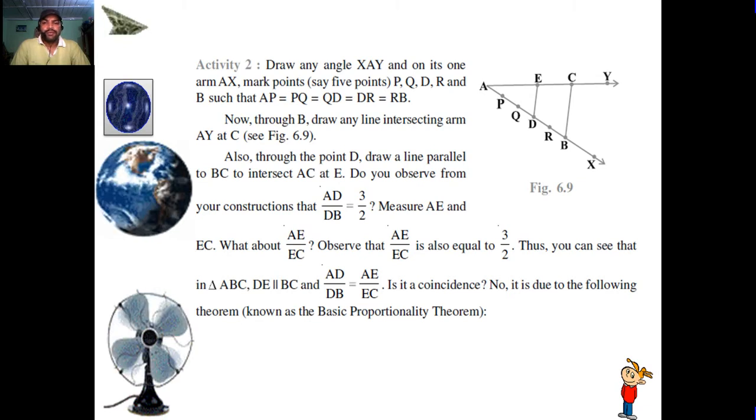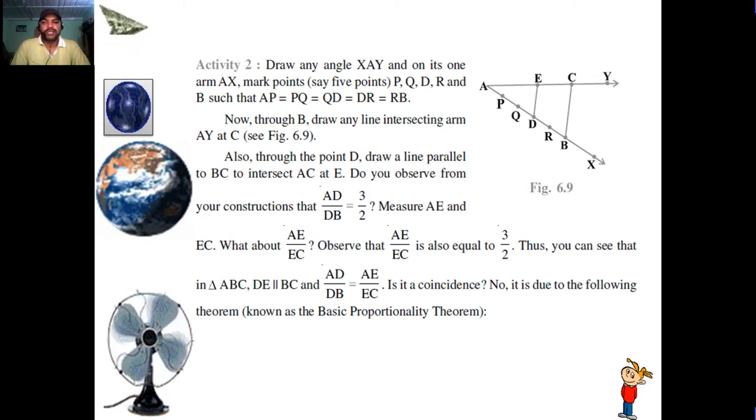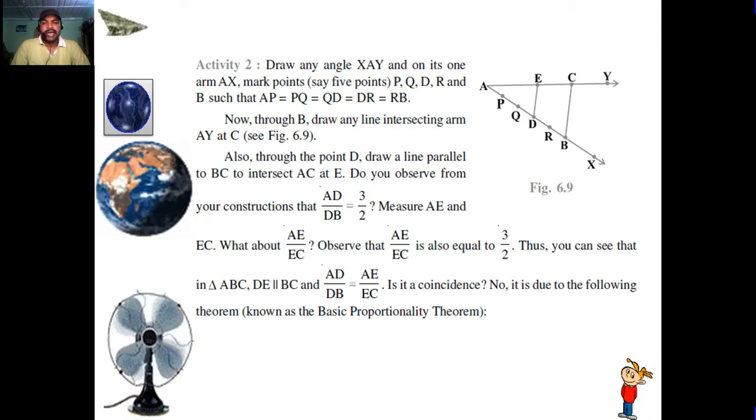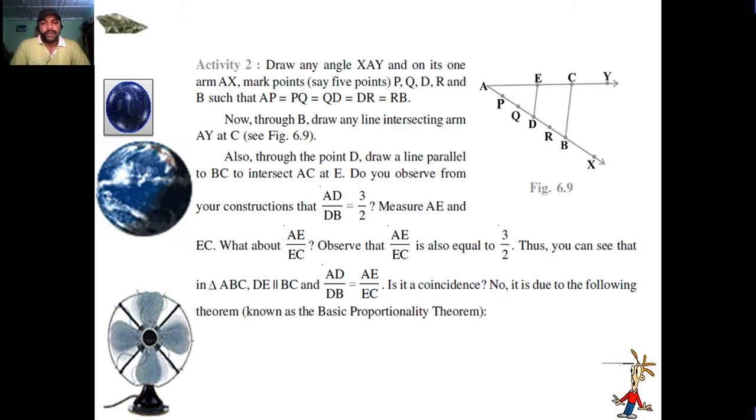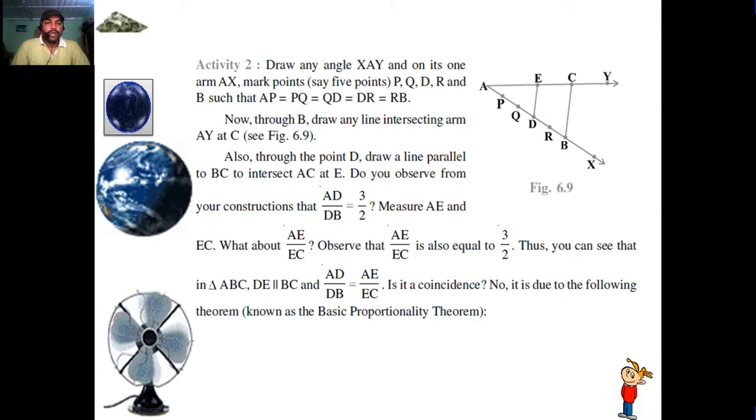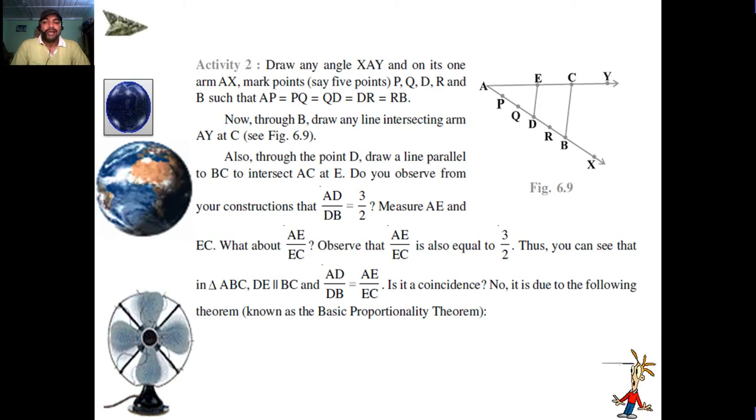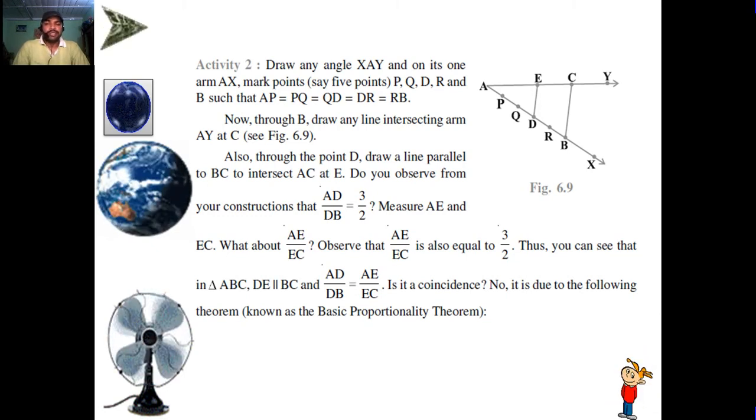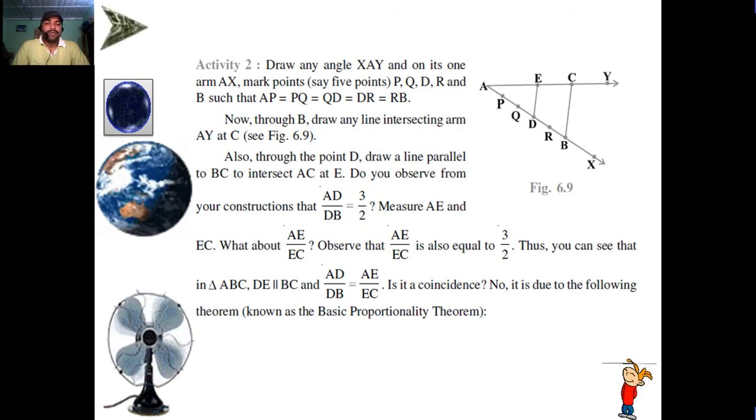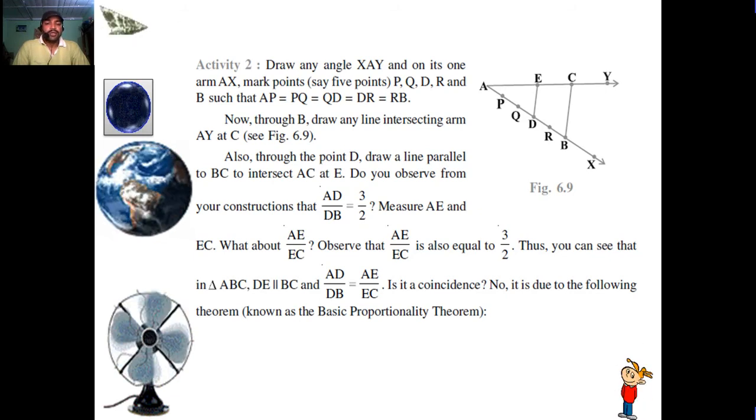Do you observe from your construction that AD upon DB is 3 upon 2? Measure AE and EC. What about AE upon EC? Observe that AE upon EC is also equal to 3 upon 2. Thus, you can see that in a triangle, DE is parallel to BC and AD upon DB is equal to AE upon EC. Is it a coincidence?